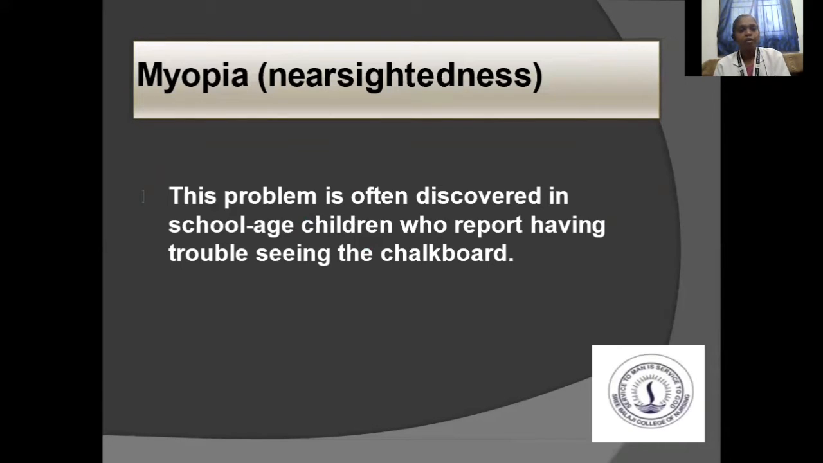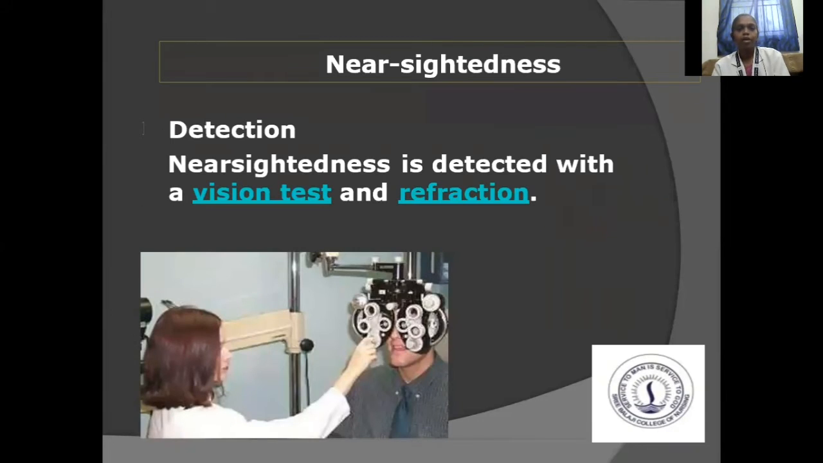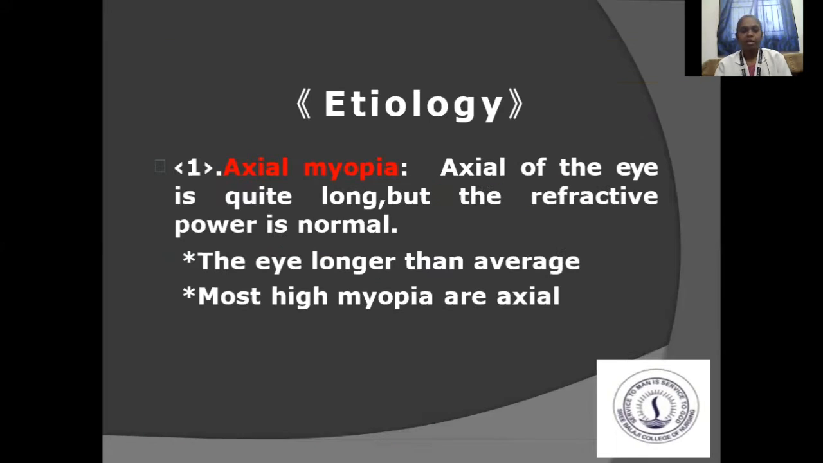This problem is often discovered in school-age children who report having trouble seeing a chalkboard or whiteboard. They won't be able to visualize things if they are kept very far away; only very close things can be visualized. How are we going to detect whether a patient has nearsightedness or myopia? For this, we use a vision test or a refractive assessment test. Based upon the vision and refraction test, we can come to a proper diagnosis of what type of refractive error the patient has.